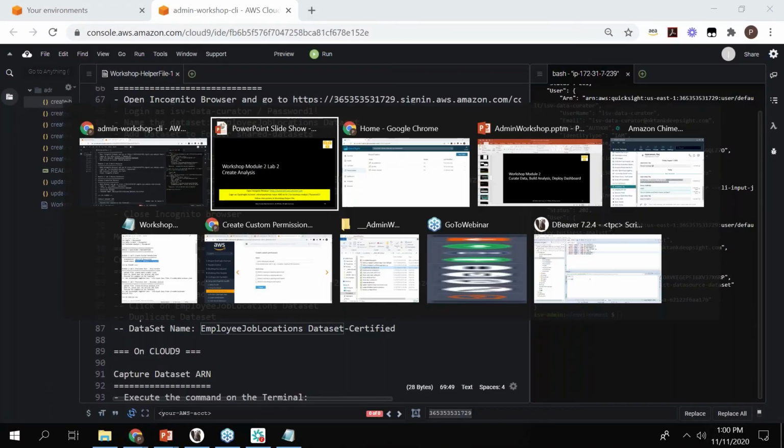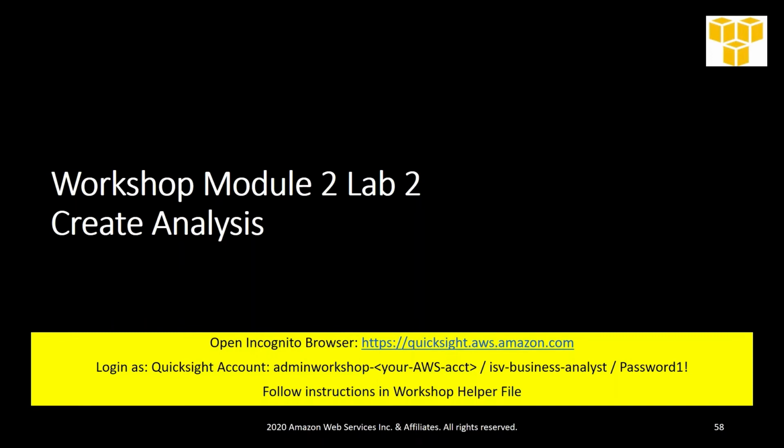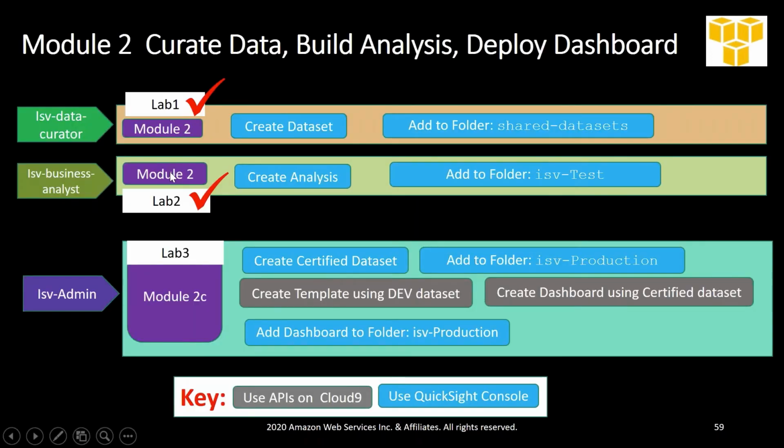So what is my next step? I'm coming back to my presentation here. I finished my lab 1, finished my lab 2, which is creating data set and creating analysis. Now it's time for admin to create the dashboard, deploy the dashboard. Like I said, the business analyst could have deployed the dashboard from within the console. That is within their capability. But we wanted to demonstrate how to do it using APIs, and that's why we are choosing this route.